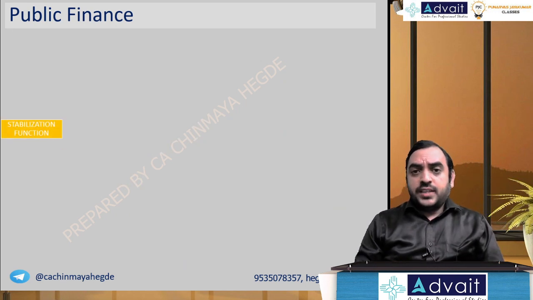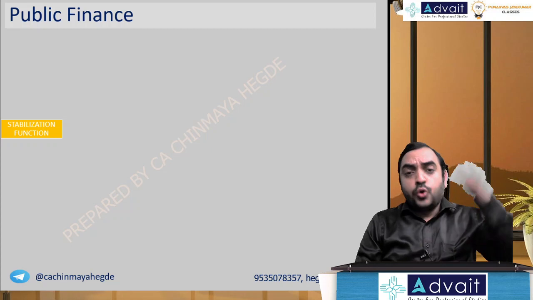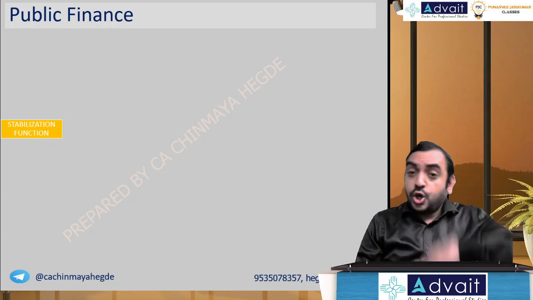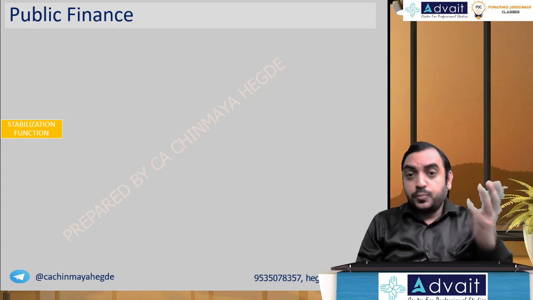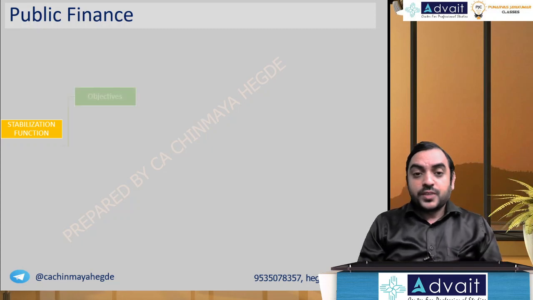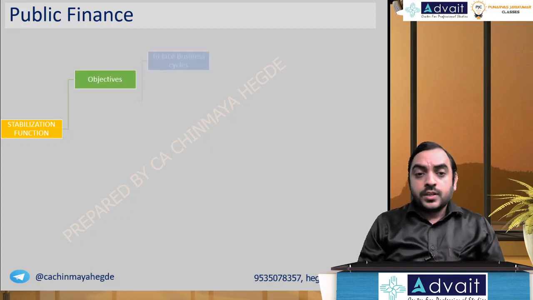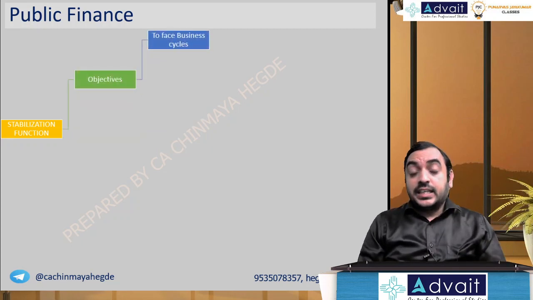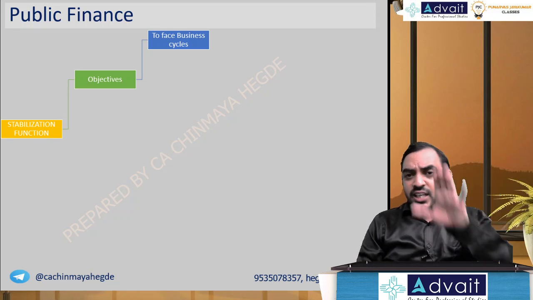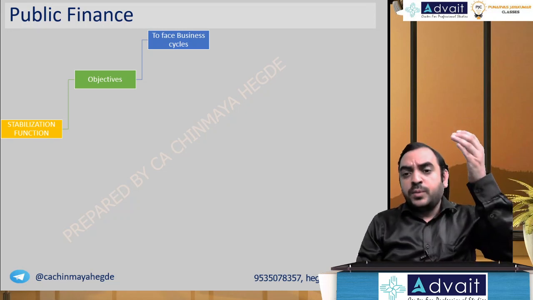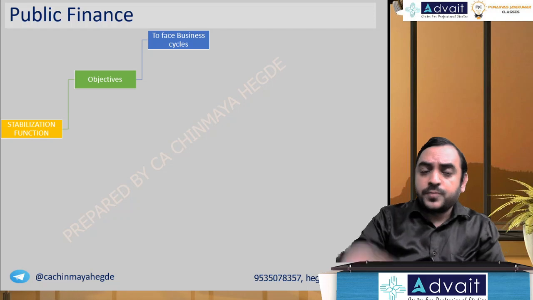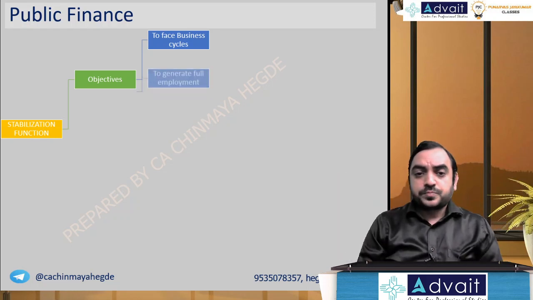Stabilization function, basically macroeconomic stabilization. We don't want the economy to go down too fast, or go up too fast. Both are going to be a problem. We have to maintain stability. To face business cycles, business cycles are normal. Sometimes it will be boom, sometimes it will be down. We want to maintain stability.